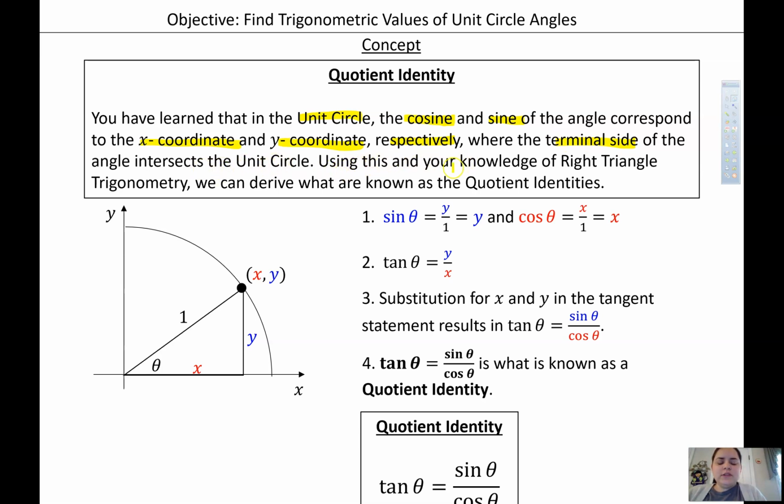And then using this and your knowledge of right triangle trig, we can derive what are known as the quotient identities. So quotient identities, you need to know that sine theta is y, and we can see that because my angle is here. So this is the opposite side, this is the adjacent side, and this is your hypotenuse side. So for sine, I know that's opposite over hypotenuse. So I got y over 1, which just gives you back y. And then cosine is the adjacent over the hypotenuse. So that's x over 1, which is just x.